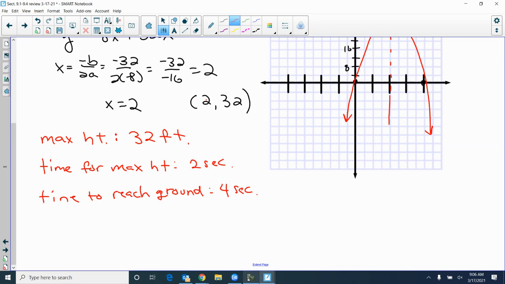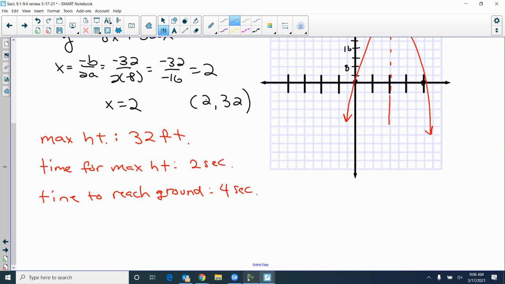So 32 feet max height. All you gotta do is find the vertex, whatever the vertex is. So let's say, all right, listen to this. If I gave you the vertex is (3, 15) for this type of problem, what's the max height? 15. How long does it take to get the maximum height? 3 seconds. How long will it take to hit the ground? 6 seconds.